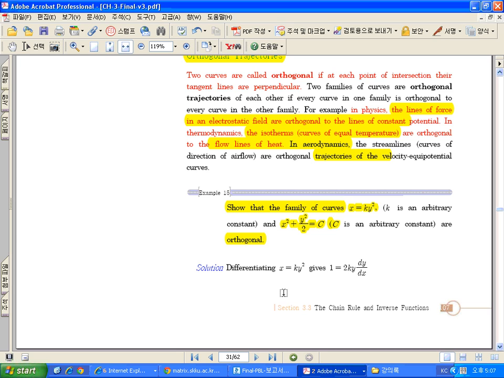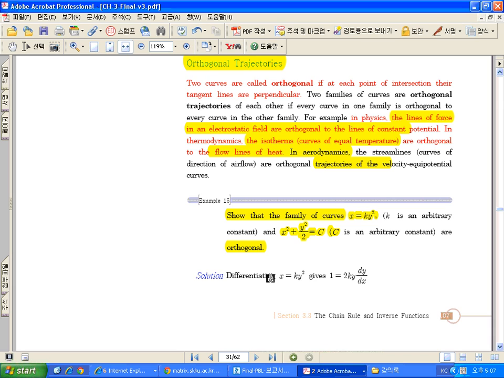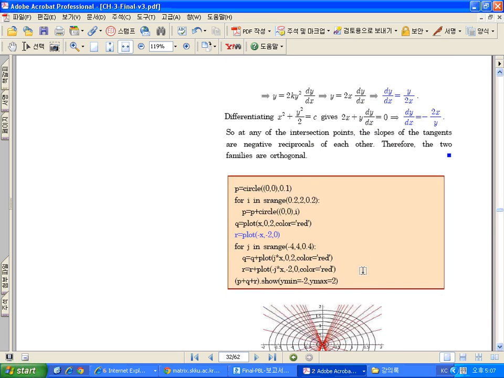What do you have to do? Find the derivatives of each function and check whether they are orthogonal or not. That's it. So differentiate the first function to find dy/dx like this, and differentiate the second function to find dy/dx. Then how can you show those two slopes are orthogonal? When we multiply them, if it is equal to -1, then it is orthogonal.